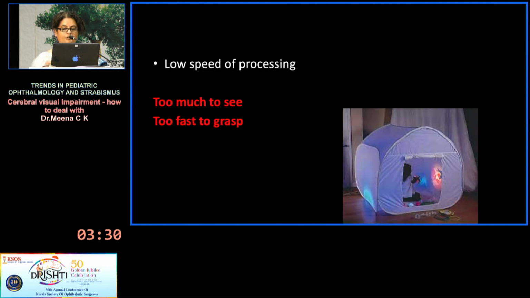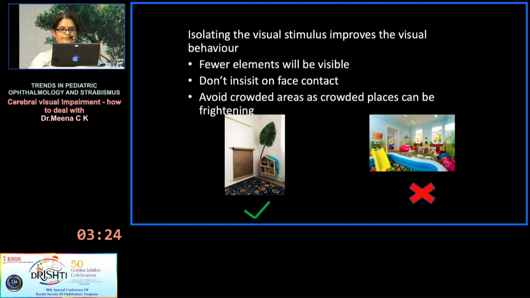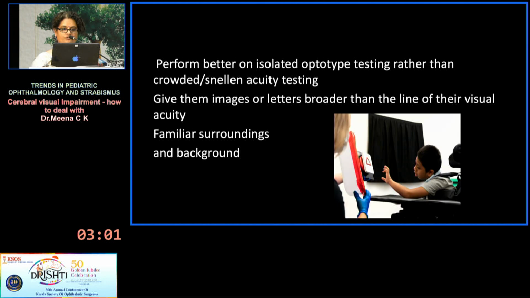Red signals for them. So this is the concept of putting them in a tent where they don't have too much to see and only a few things to concentrate on, and isolate the visual status. Lots of stimuli will be difficult for them. So try to treat them in a minimalist environment where you have only very few things, and avoid crowded areas. This is the main reason they are very irritable when they come to crowded OPDs. So obviously that is not the place to treat them.